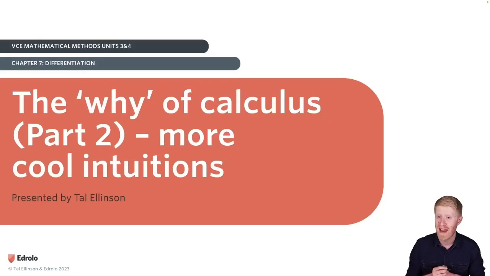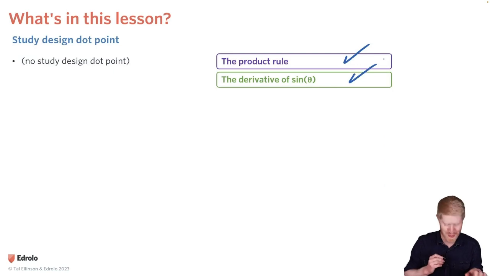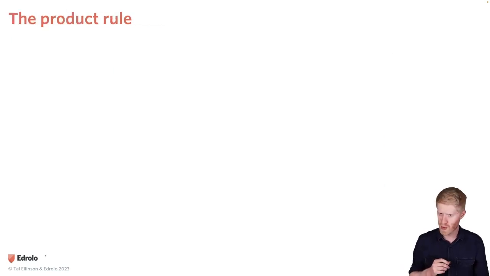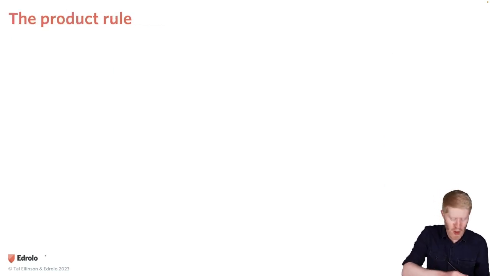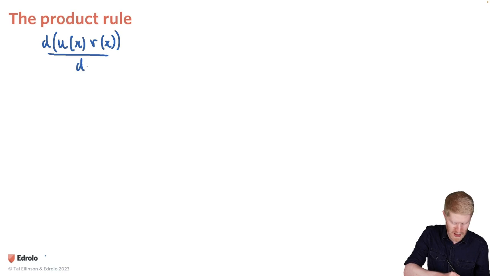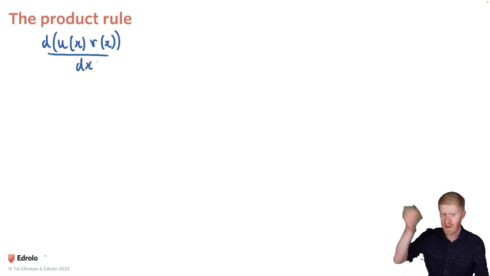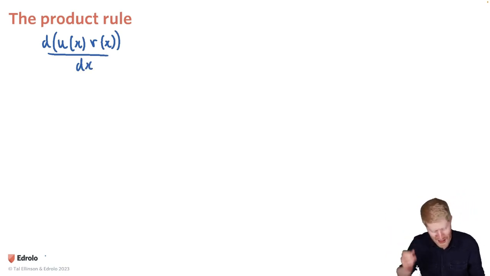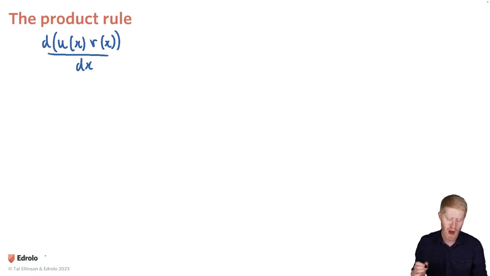We're looking at the why of calculus, and we're looking at some more cool intuitions around the product rule and the derivative of sine of theta, 1 and 2. Let's remind ourselves what the product rule is looking at. We're trying to find the derivative of two functions of x, u of x times v of x. And we're saying, I want the derivative of this with respect to x. And there's some fancy rule that we get, u v dash plus v u dash, that sort of gives it to us. But we often just plug and play, and we don't really have a sense of why.